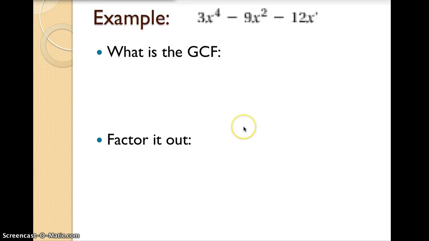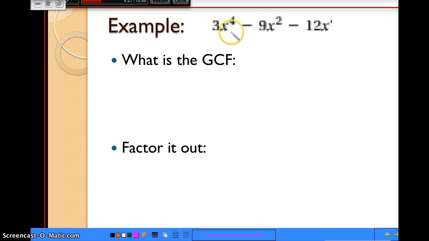Here's one example. It's a trinomial. That's actually a typo in there when I took the snapshot. Let me get rid of that. It's not really there.